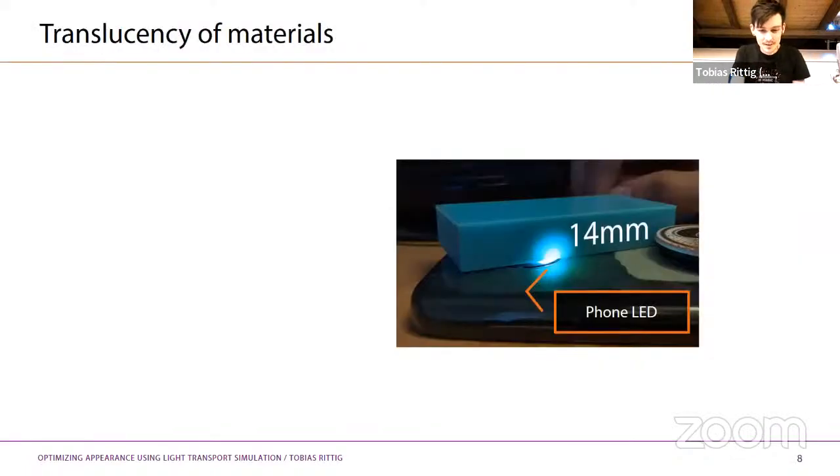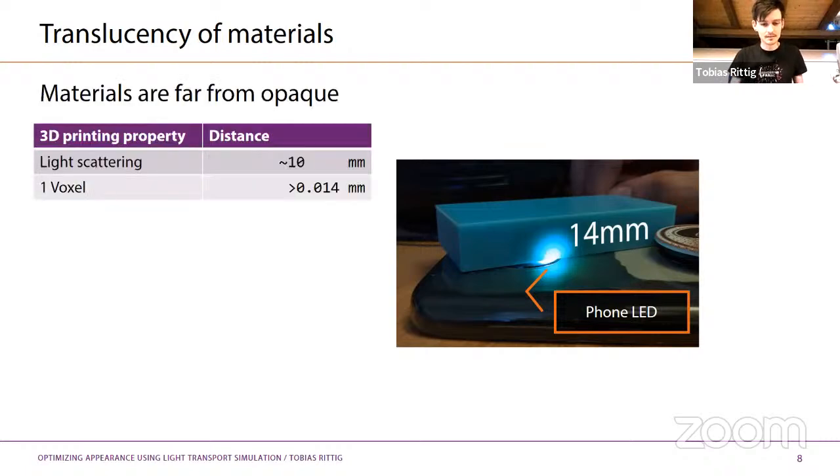And for that, I'll show you a slab of material here. This is just a big chunk of material that I'm illuminating with my phone LED. And as you can see, the light is scattering all the way through the object and is almost reaching the top surface, even though this is quite a thick chunk of material. And that means that the materials are very translucent. They're far from opaque, in fact.